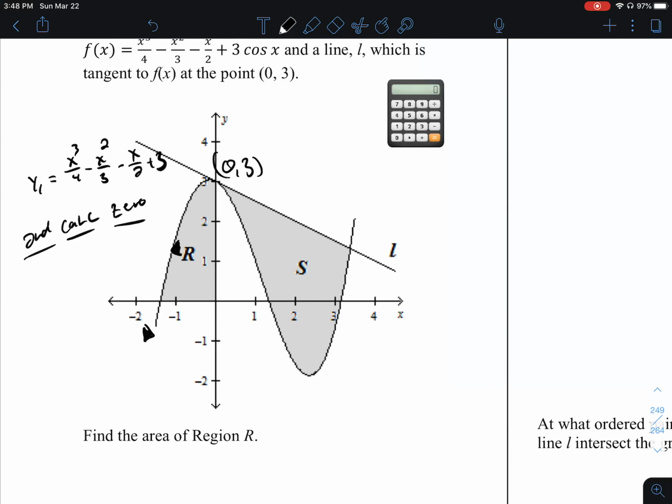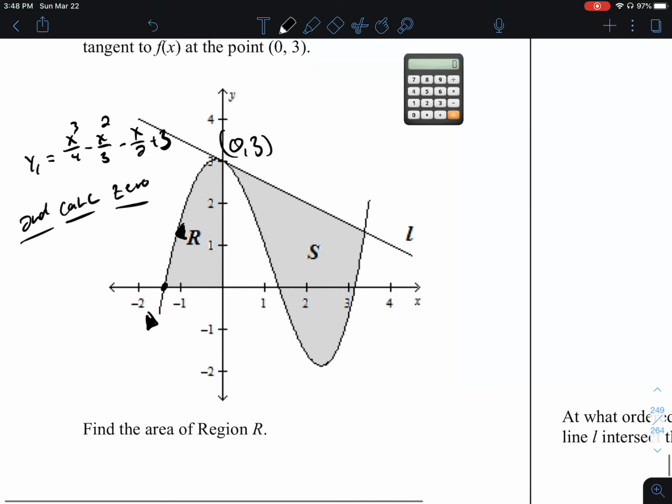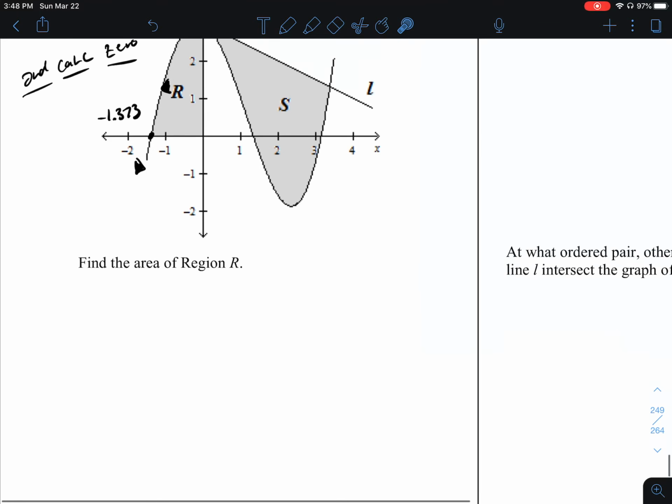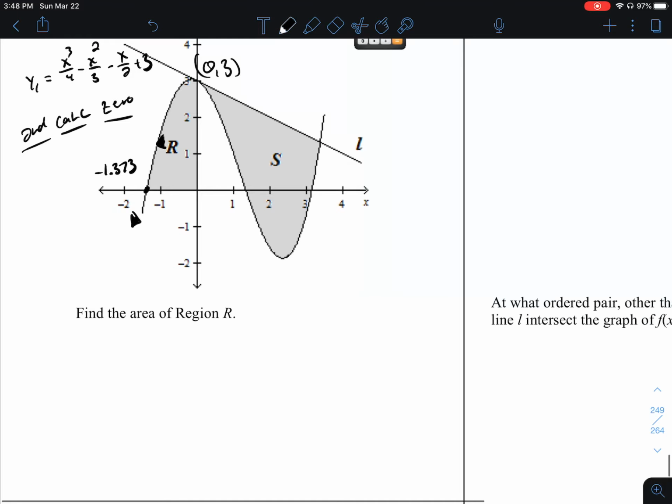Have it guess. I got this point of intersection here, the x-intercept, to be negative 1.373. We have to know that. The reason we can't find this one right now is we have no idea what the equation of L is. No idea. Find the area of region R.